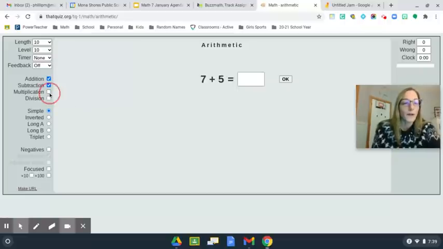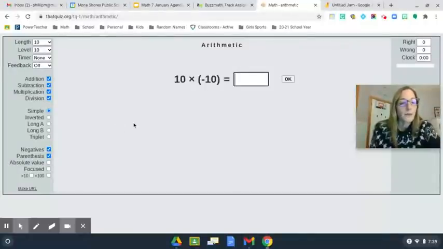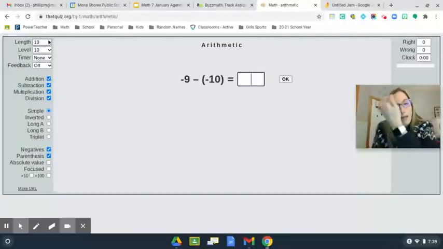Honestly, I would probably do all 4 together because they're going to be mixed within your algebraic expressions. Then just make sure you have negatives checked. The parentheses, if you want them or not, is up to you. You can turn that on or off. Here is your choice as well with the length and the level that you want to practice. I would say today, because it's been a few weeks, you take maybe 15 minutes and go through and practice those.